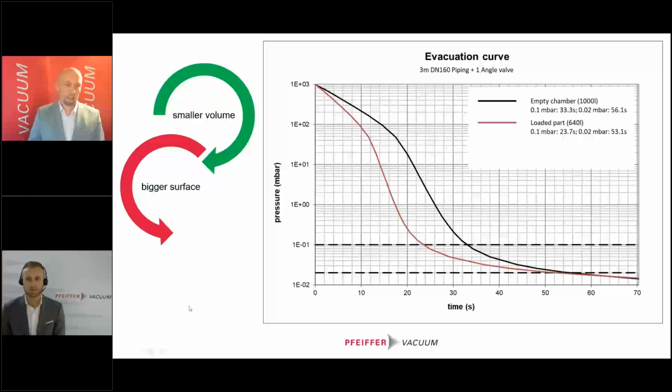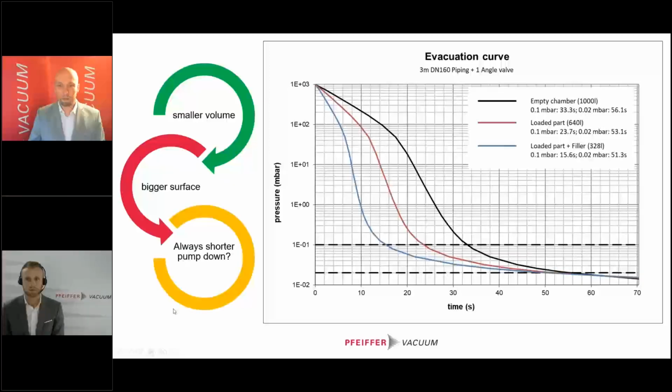You can counteract this by installing some filler materials. To further reduce your free volume, you can install filler parts to reduce, for example, to 328 liter free volume, but you also drastically increase your surface again due to the installation of the filler material. Again, we see a further advantage for the pump down time for the upper pressure limit, but also a significantly lower influence on the lower pressure limit.